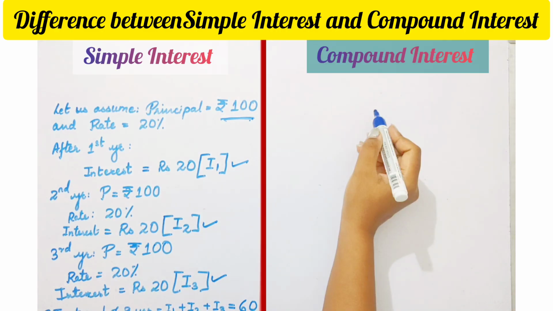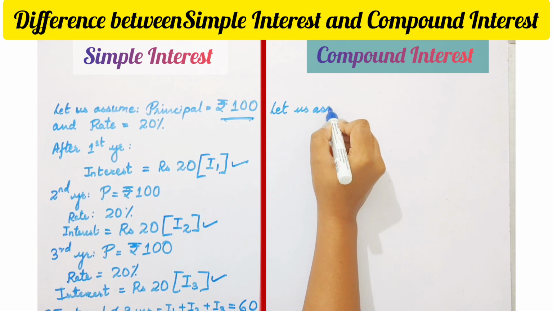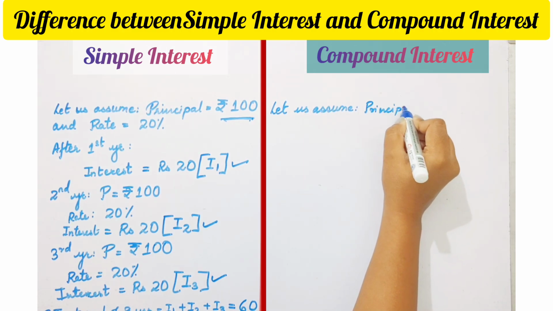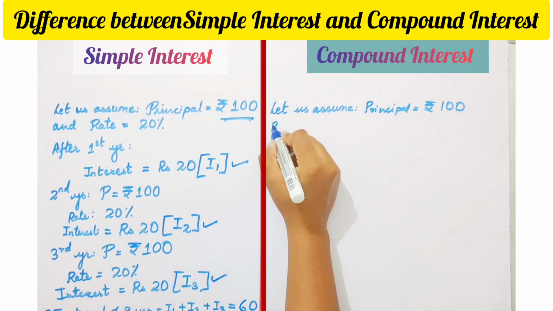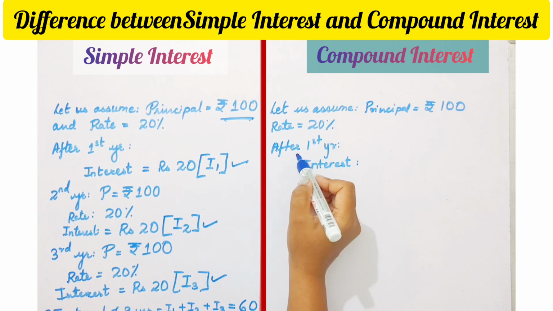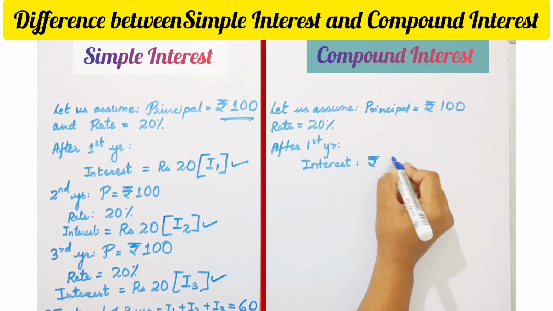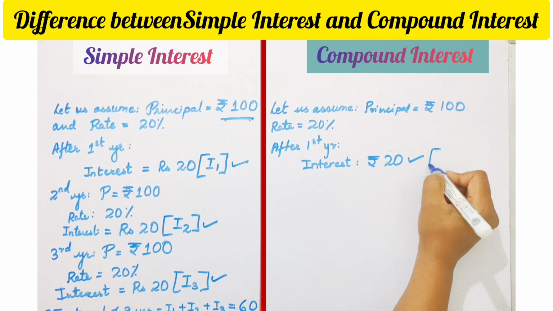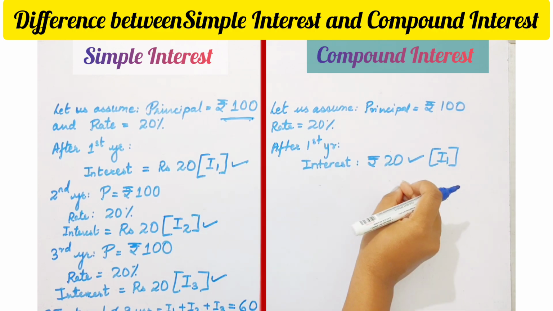Now let us see about compound interest. Here as well, let us assume principal is rupees 100. Rate same, 20%. After the first year, interest will be 20% of 100, which is rupees 20. Right? This will be the same for the first year, I1. Interest will be the same in case of simple interest and compound interest.